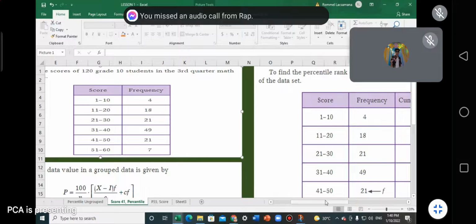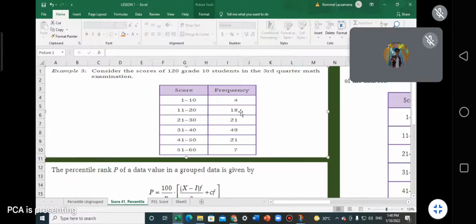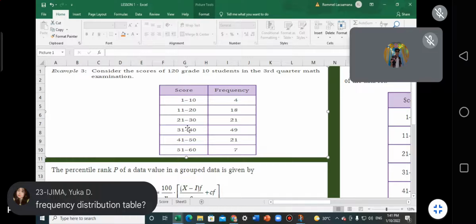Again, what do you see and what do you call this one? The score column and the frequency. Anyone? Can anyone chat? I'll give you points. What do you call this table? It is a group data now that you see. We're having the scores there and the students who actually took the examination for the third quarter. 120 grade 10 students are there.